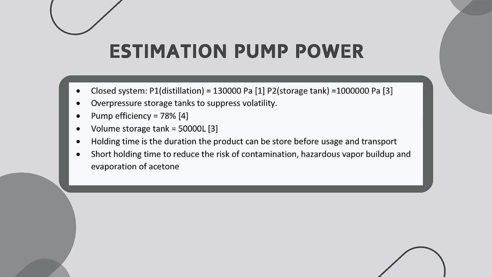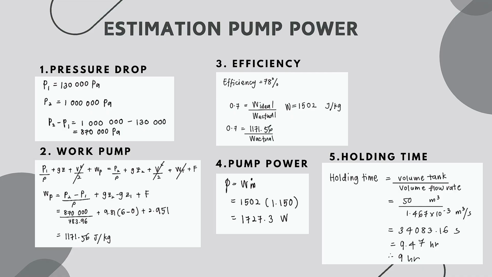For the estimation of pump power, we assume it is a closed system, where the pressure from the distillation outlet is 130,000 Pascal and the pressure of the storage tank is 1000 kilopascal. It is overpressure to suppress volatility, and the pump efficiency is 78%, where the volume of the storage tank is 50,000 liters. Short holding time is used to reduce the risk of evaporation and contamination of the acetone. And then, we find the pressure drop, which is 870,000 Pascal, and substitute the value into the energy balance equation to find the ideal work of the pump. And by using the efficiency, which is 78%, we can find the actual work, which is 1,502 joule per kg, and then multiply with the mass flow rate to find the pump power. And we can also find the holding time, which is 9 hours.